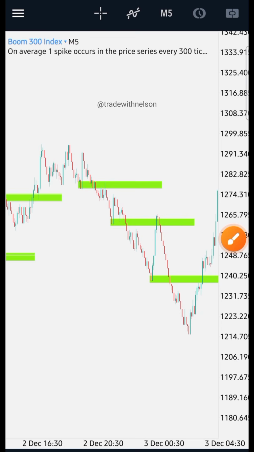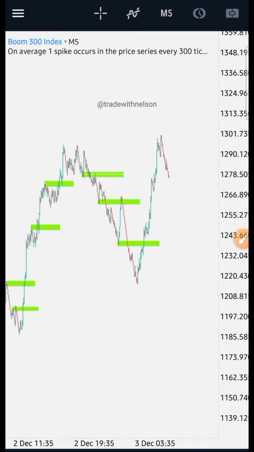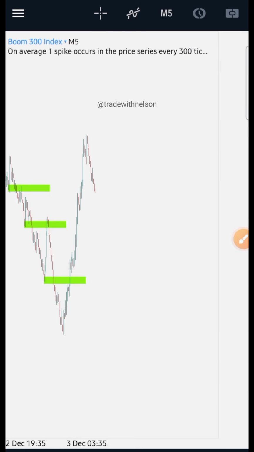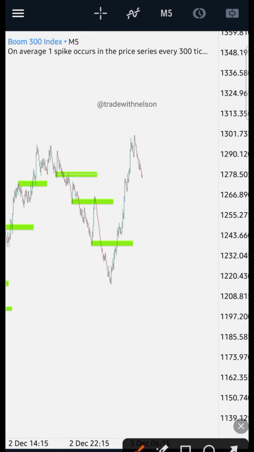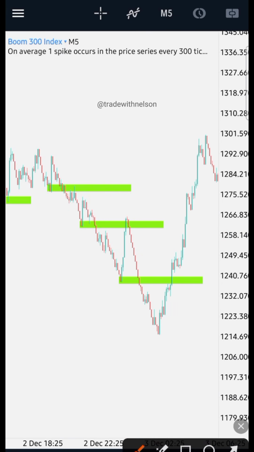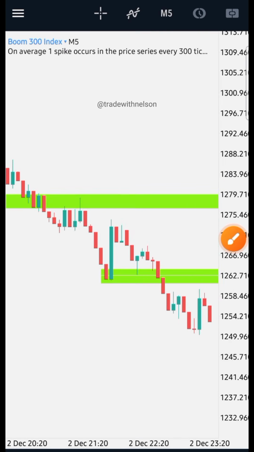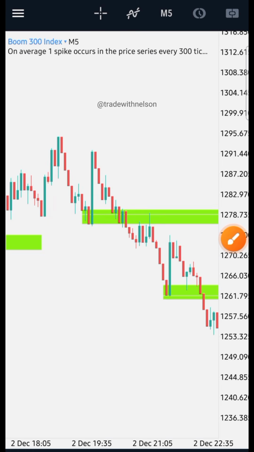So now, even a layman who has known nothing about trading can easily know that this market is going downtrend, and we all know that a downtrend makes a low, a lower low, a lower low, lower low. So let me use this for example.